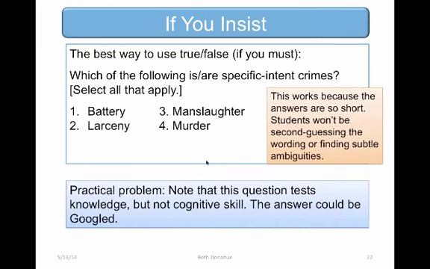The only problem here is it's going to be hard for you to do this kind of a setup in the true-false area that tests anything other than just mere knowledge. So this is a knowledge-based question. You could Google the answer here, right? It's not really testing cognitive skill the way those type A questions with the fact pattern and the prompt and then the best answer group of options do. Those can test a little bit higher level, application and critical thinking.